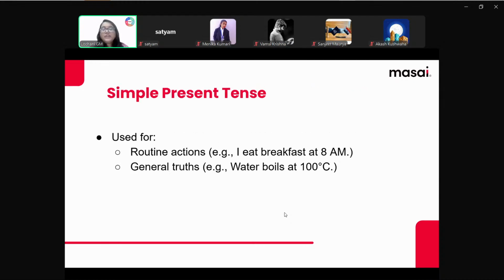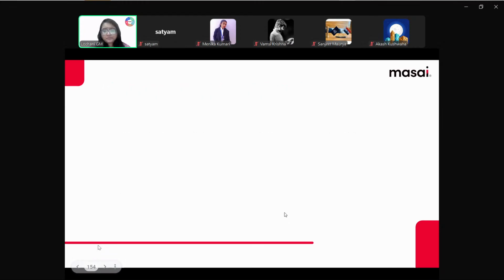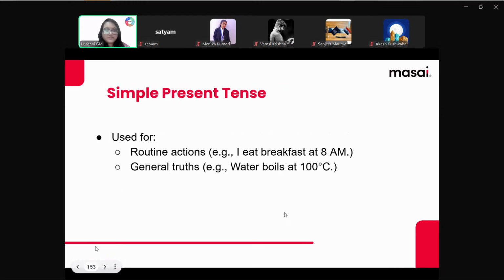Okay. But before I continue with the common mistakes to avoid in the simple present tense, let me tell you one more very, very important thing, which is the rule that we use when we are conversing in the simple present tense. Just give me 1 second.